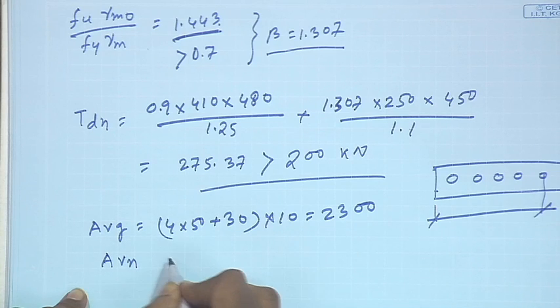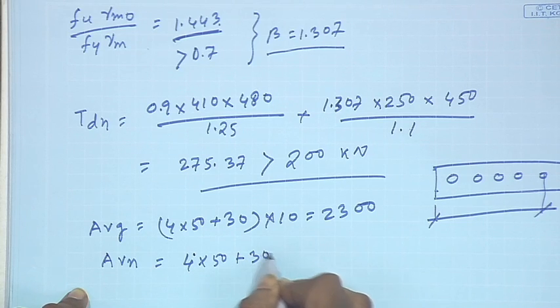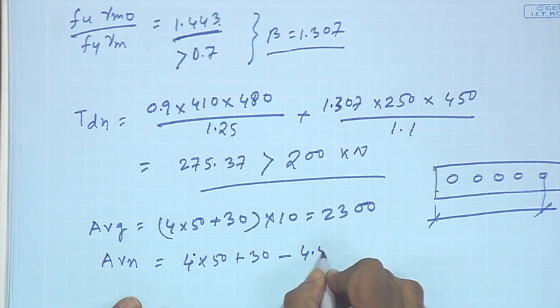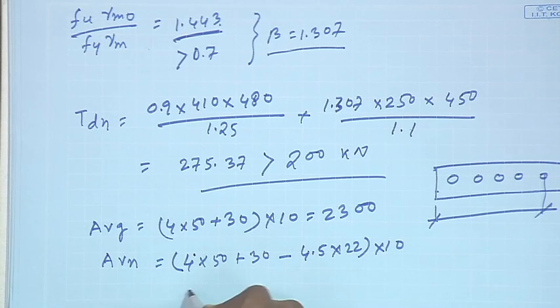Similarly, AVN value is coming 4 into 50 plus 30 minus the bolt hole area, that is 4.5 into 22 into 10. So, this is becoming 1310 millimeter square, right. So, AVG and AVN value can be calculated in this way.